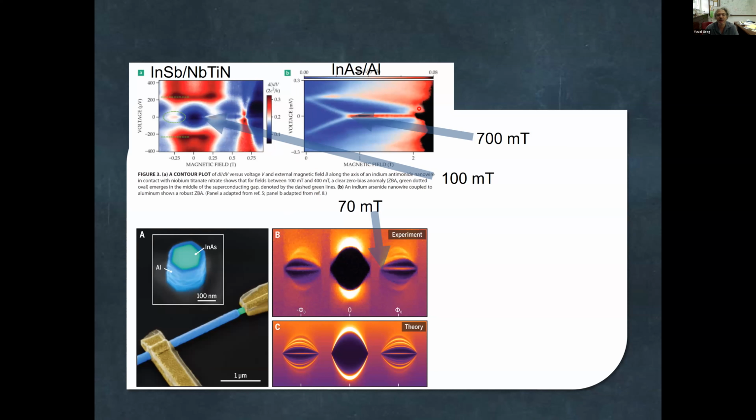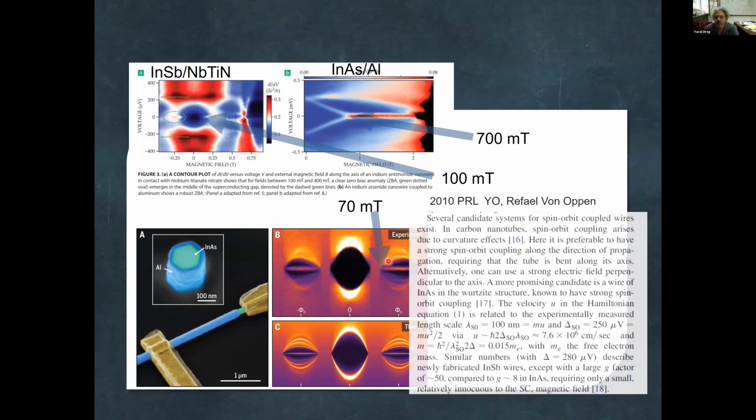This is the indium arsenide. It's rather large, 700 millitesla. And in the europium sulfide, aluminum, full covered, it's 70 millitesla, so it's really lower. What we will do today is to discuss the carbon nanotube. My claim is that we can even push it a bit further lower, to 50 millitesla. These are our predictions.